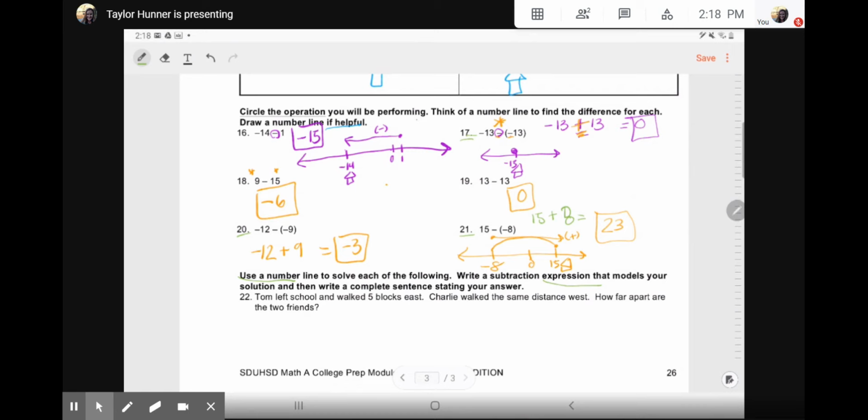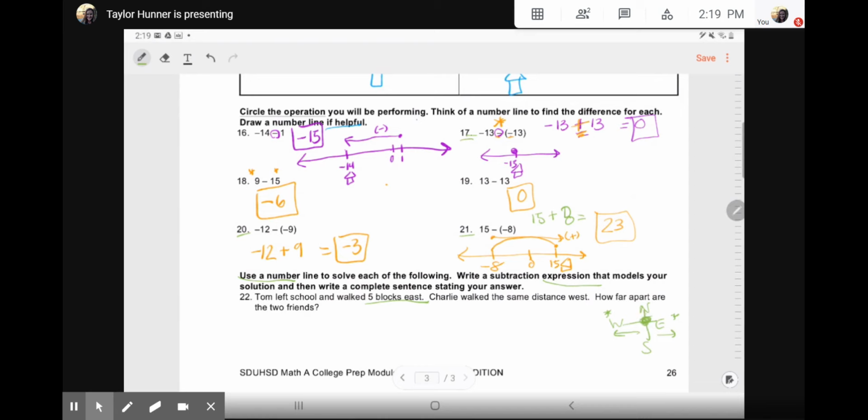Tom left school and walked 5 blocks east. Charlie walked the same distance west. How far apart are the two friends? Okay, well, I just always think of never eat sour worms for direction. East and west are in opposite directions, okay? So one walks this way and the other walks this way, and we can assume that they both start at that same point in the middle.